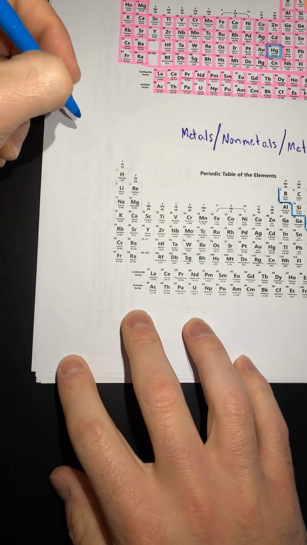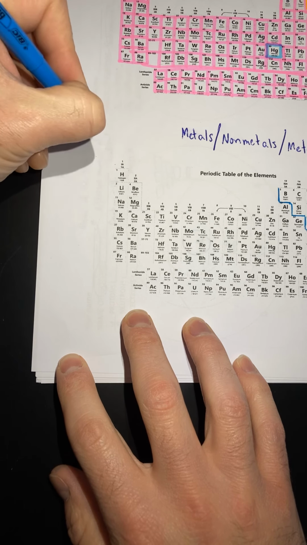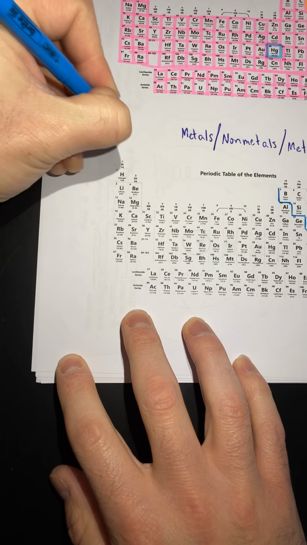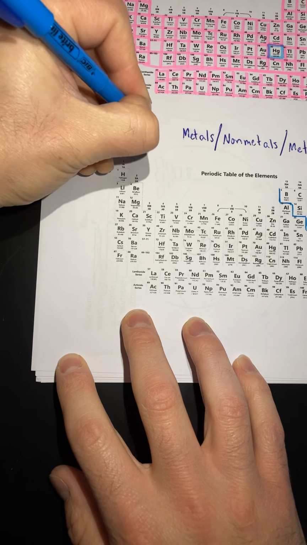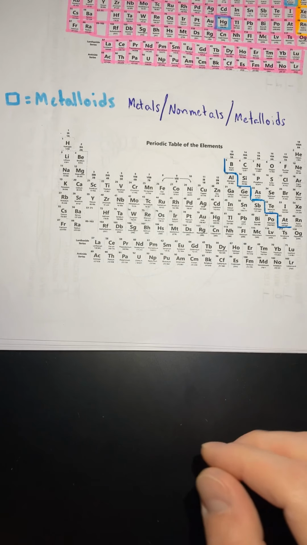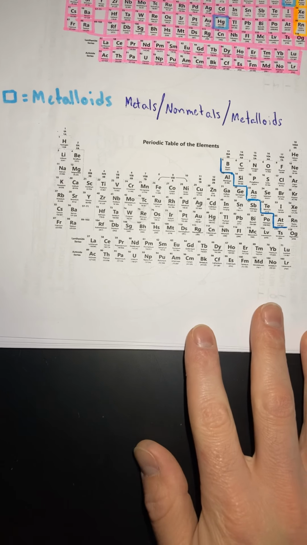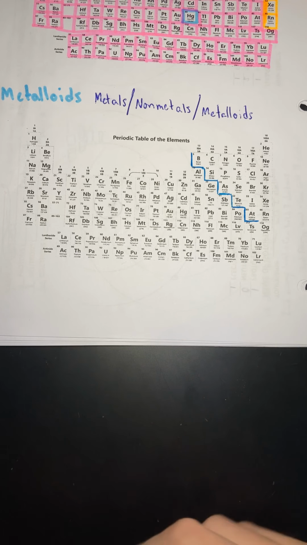The first group that I'm going to label, these are going to be the metalloids. So the ones that I underlined, that I boxed in again. The staircase we did is a separation between the metals and the non-metals. It's not actually labeling anything. It's just a place on the periodic table that's a separation point.